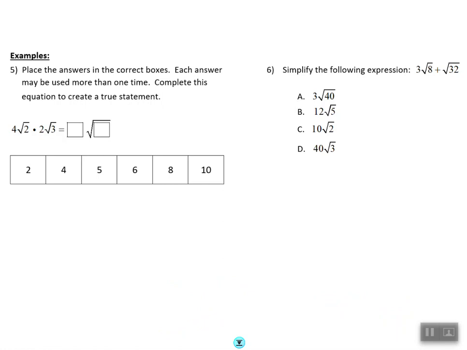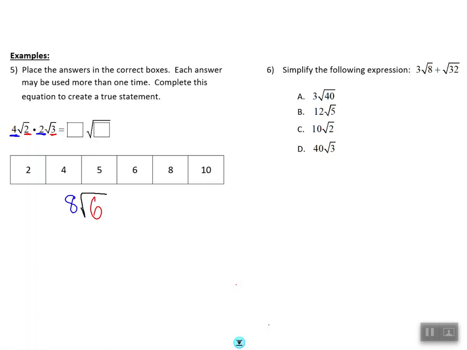For problem number 5, we are asked to place the answers in the correct boxes. We are told that each answer can be used more than once, and we need to complete this statement. We have 4 square root of 2 times 2 square root of 3, and we need to figure out what that equals. Well, in the box above, we were told that we need to multiply the coefficients together. So 4 and 2 are our coefficients. If we multiply those, we get 8. Then we need to multiply the radicands together. The radicands are the numbers inside the square roots, so 2 times 3 is 6.